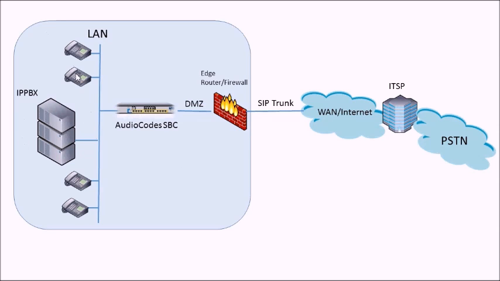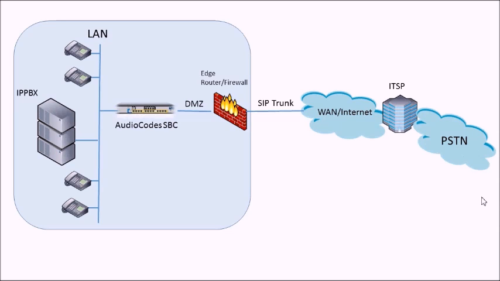So this is the scenario we've got here. A LAN with an IP PBX and some telephones. Then we have an Audiocodes gateway sitting in the middle with the LAN side interface connected to the LAN, of course, and then another physical interface connected to the DMZ and out to the Internet Edge firewall router. Then a SIP trunk through to the Internet or a wide area network down to the ITSP, and the ITSP of course links down to the PSTN, so phone calls can be made out through there.